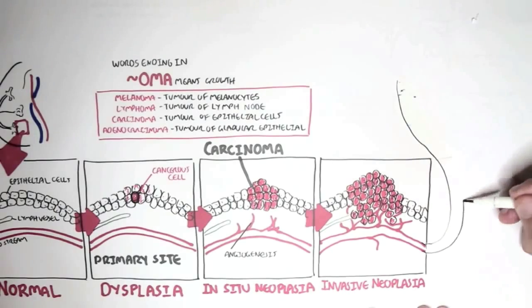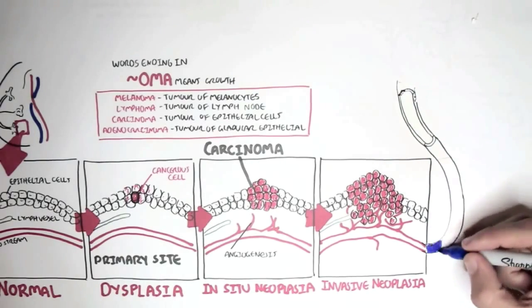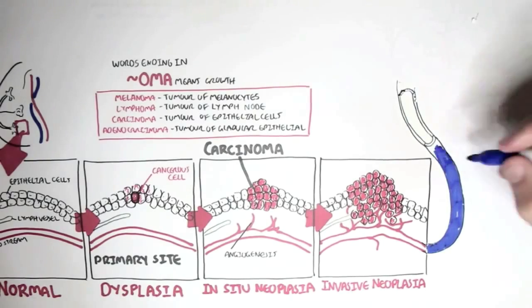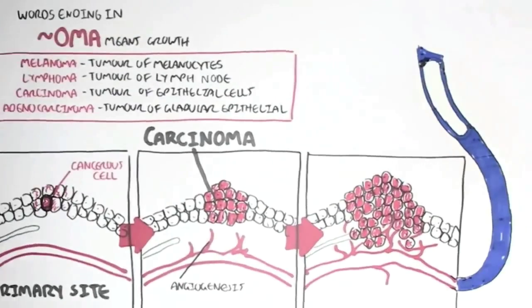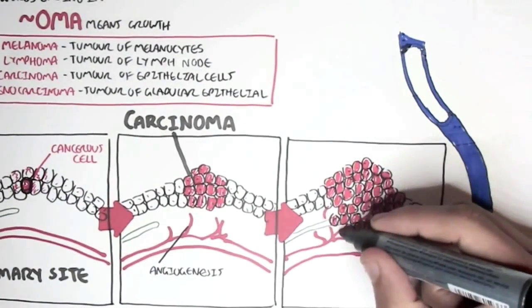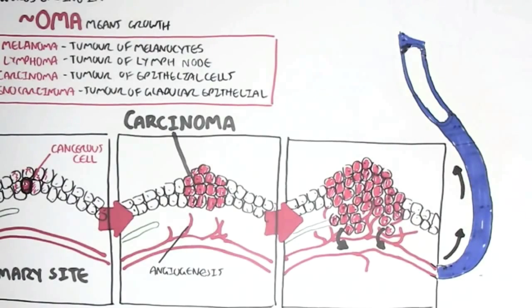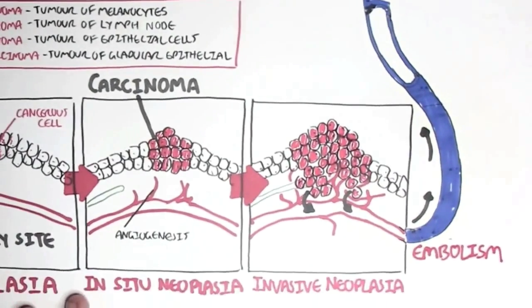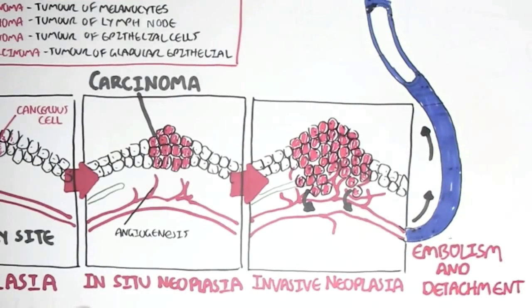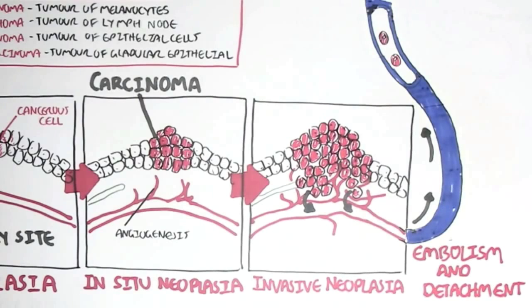So here I'm just drawing the blood supply in blue because it's a vein. It's just going to return to the heart. These cancer cells here will enter the blood supply and move towards the heart. So the embolization and detachment of cancer cells occurs. These cancer cells will essentially enter the circulation.